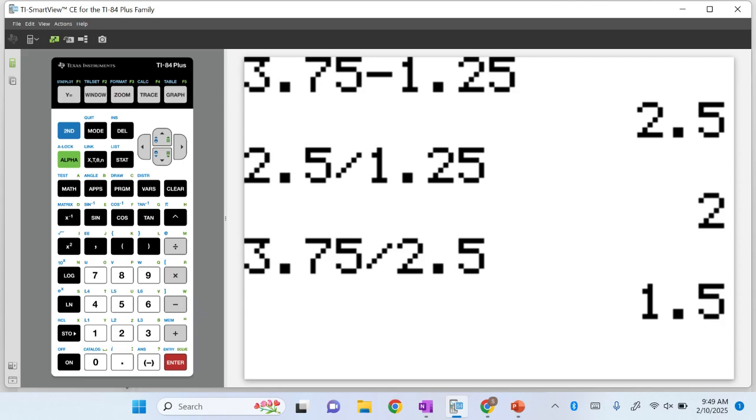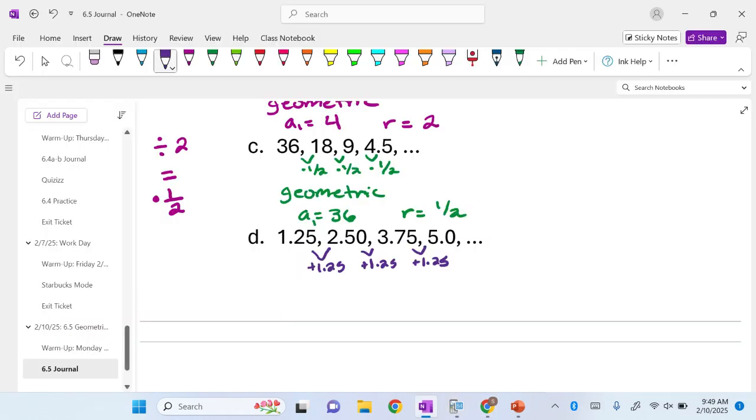But since 3.75 minus 2.5 is still 1.25, and 2.5 minus 1.25 is 1.25, we're supposedly adding 1.25. So it's arithmetic, because we're adding or subtracting. Your a of 1 is 1.25, and your d value is also 1.25, because that's what we're adding or subtracting. So guys, that's just a strategy that you can use to check yourself in your calculator if you can't just look at it and tell what the rule is, because sometimes it is hard.